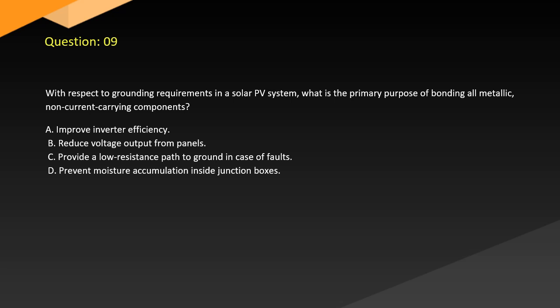Question 9. With respect to grounding requirements in a solar PV system, what is the primary purpose of bonding all metallic, non-current carrying components? A. Improve inverter efficiency. B. Reduce voltage output from panels. C. Provide a low resistance path to ground in case of faults. D. Prevent moisture accumulation inside junction boxes.